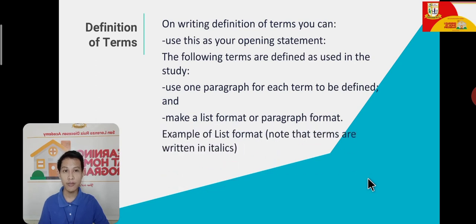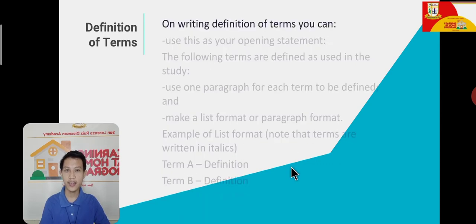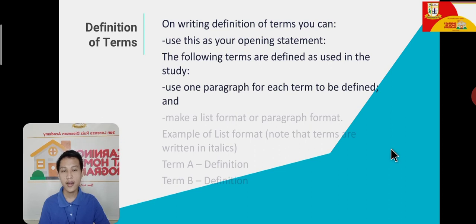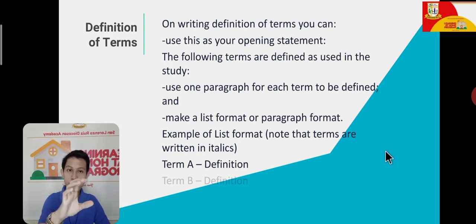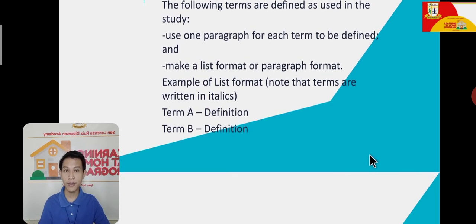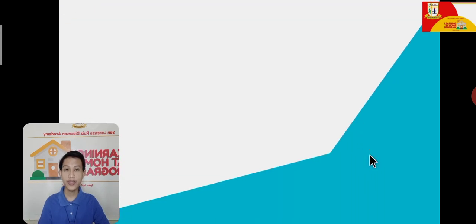Example ng list format, so note natin, terms should be written in italics. Okay? Term A, definition. Term B, definition. Ganun siya. Okay? So ganyan yung pag-write ng definition of terms. Okay? So kailangan tandaan is pwede siyang may opening statement muna and then pwede siyang list format or paragraph format, and tandaan one sentence, one paragraph lang kapag gumagawa ng definition of terms.